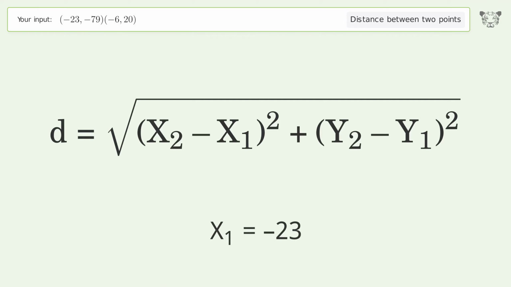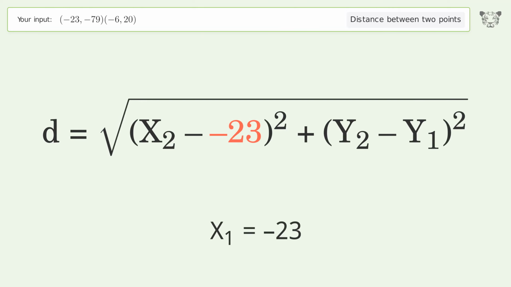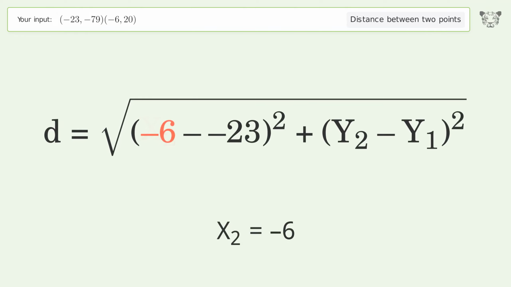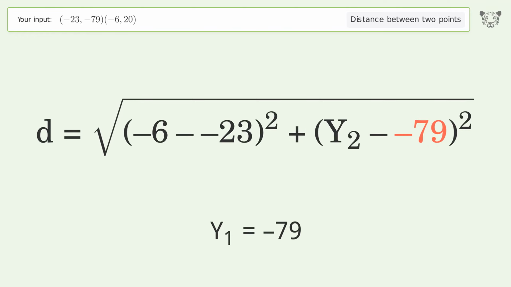x1 equals -23. x2 equals -6. y1 equals -79. y2 equals 20.